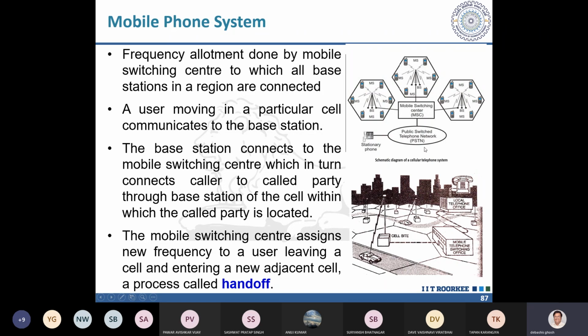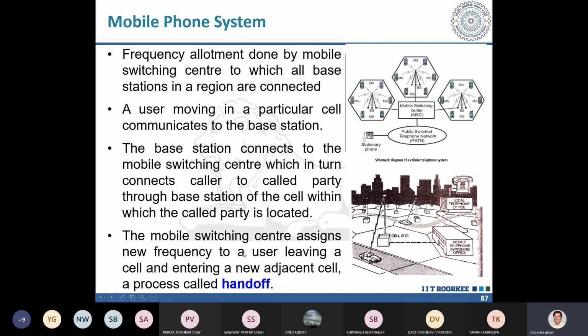Even if you want to call someone on a landline, this mobile switching station will send a request to the public switched telephone network system, and from there it will get connected to the landline also. It is also possible.